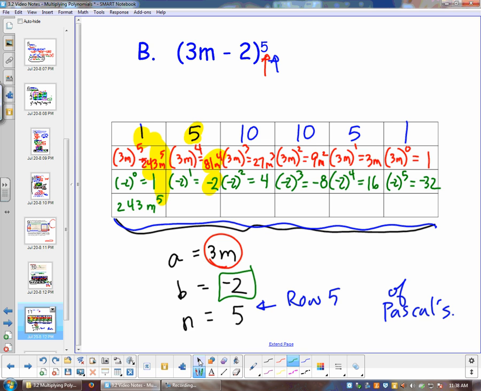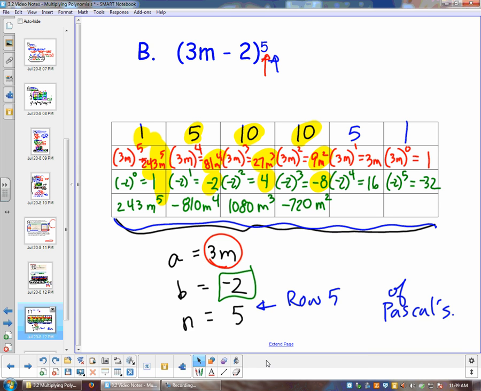And when we do that, we get negative 810 m to the 4th. You can be checking that on your calculator. And then in our next term, we're going to have 10 times 27 m to the 3rd times 4. That one turns out to be 1080 times m to the 3rd. And then in our next, we're going to take 10 times 9m squared times a negative 8, which is negative 720. Is that right? Negative 720 m to the 2nd.